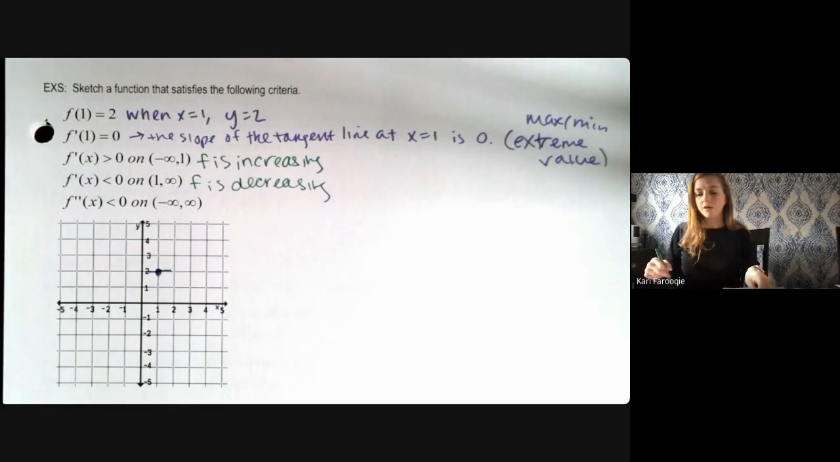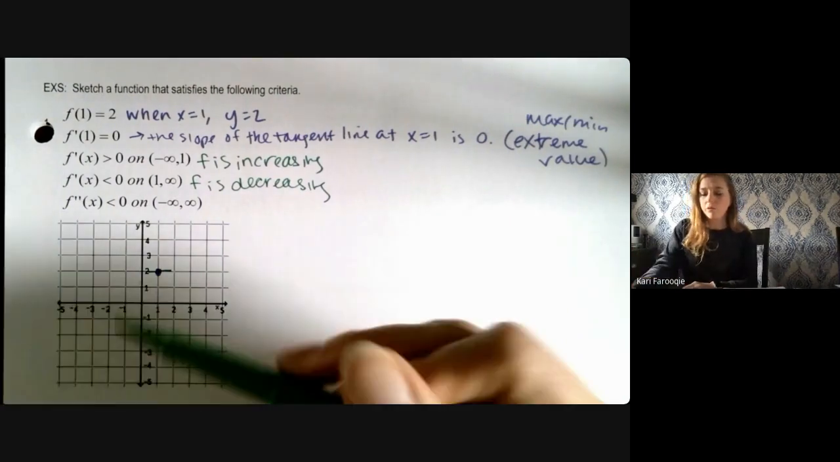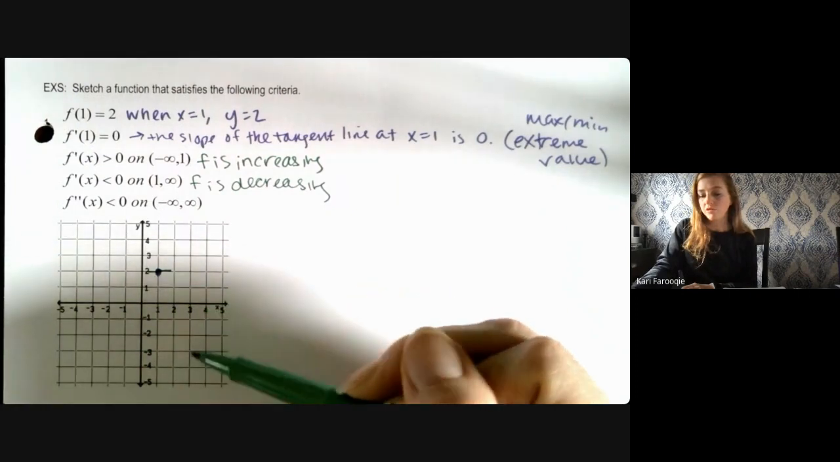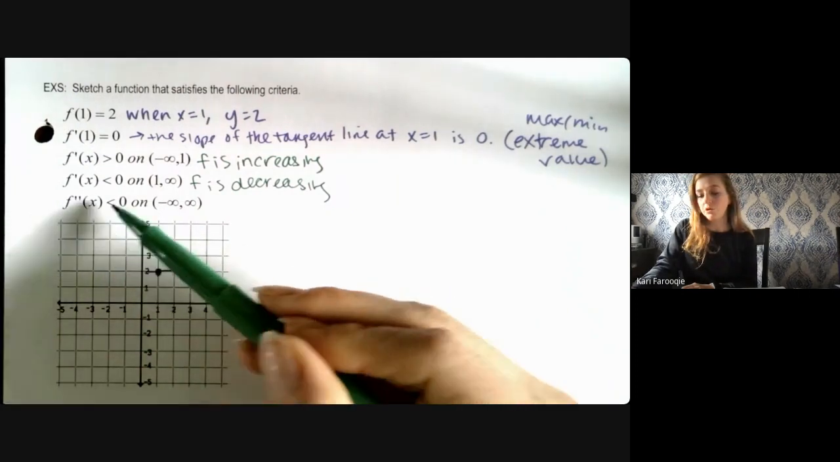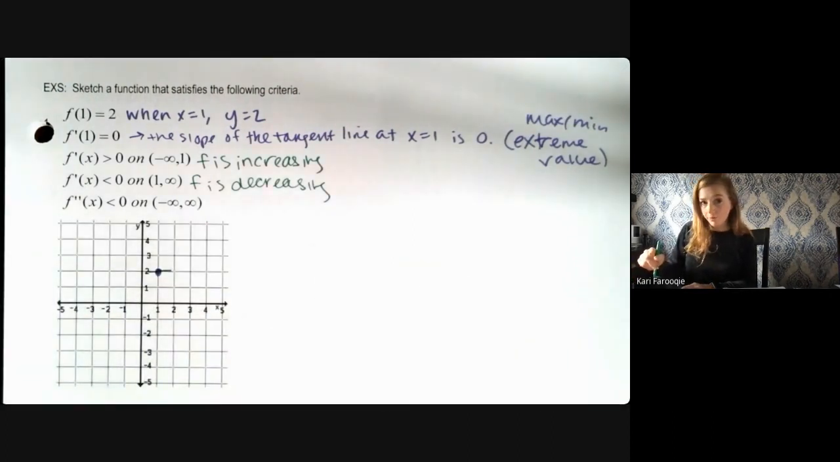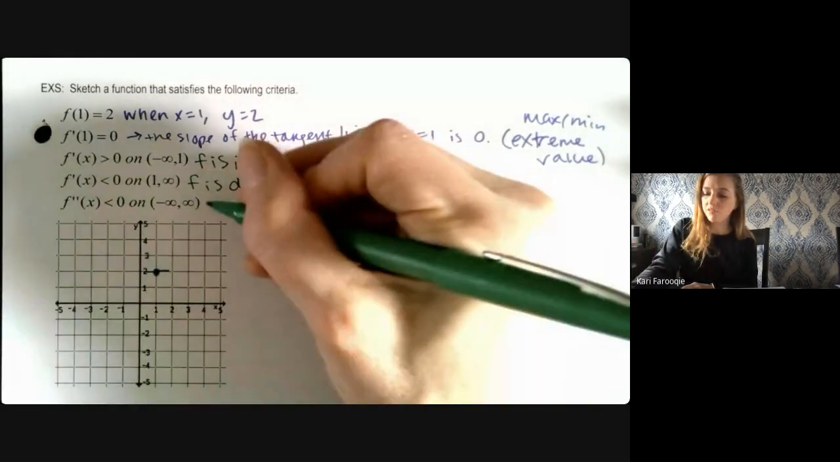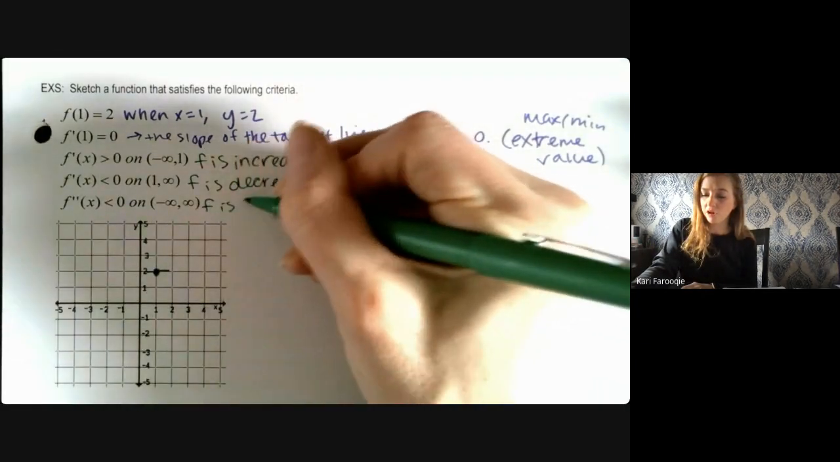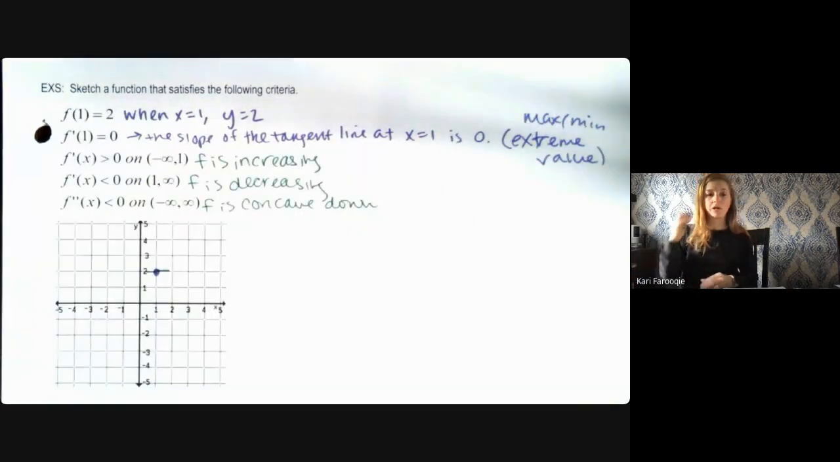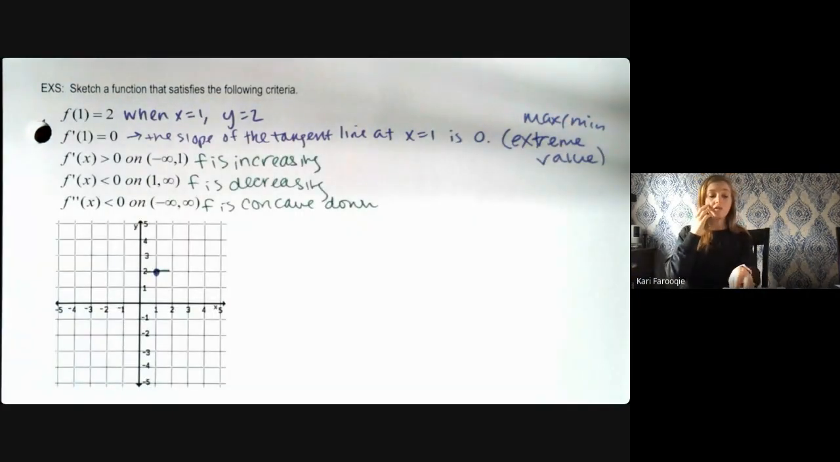So we know that we've got this behavior where f is increasing to the left of 1, decreasing to the right of 1, and we know that f double prime is less than 0 on the whole entire domain, which means that f is concave down on its domain.